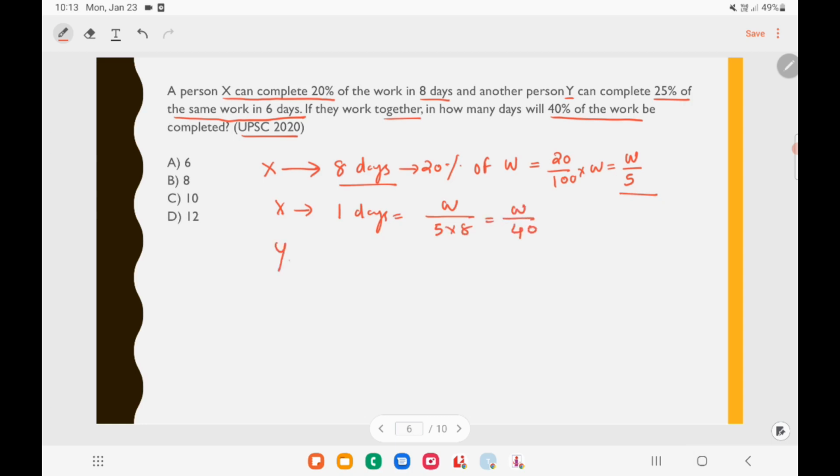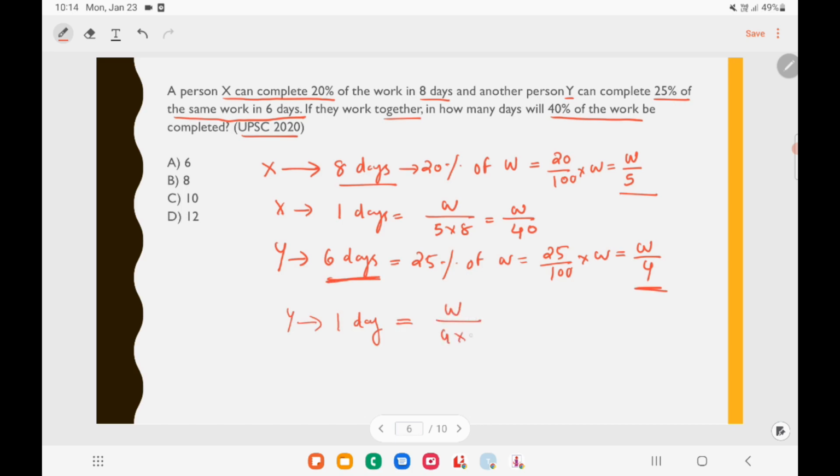Now person Y in 6 days will do 25% of the work. That is 25 by 100 into W, so you will get W by 4. That is, person Y in 6 days will do W by 4 work. So person Y in one day will do W by 4 into 6, which is equal to W by 24 work.